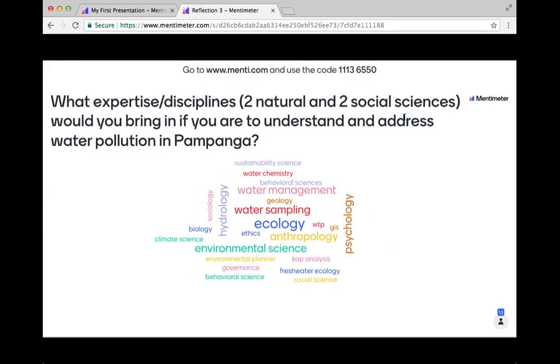So, ibig sabihin, when we talk about water pollution, hindi lang siya limited sa natural sciences, right? We're not only talking here of the hydrology or the water chemistry, but we're also looking into, say, the biological aspect, probably yung climate science, probably nakaka-apekto yung temperature sa water quality, right? Or on the other hand, pinapakita rin dito na maraming social science perspective ang pwede mong bring into the table for you to better grasp the water pollution problem.